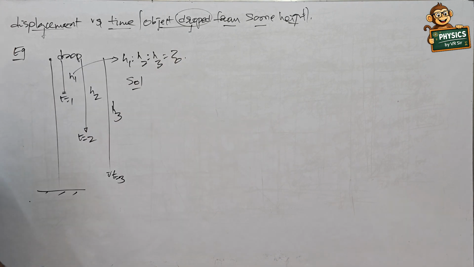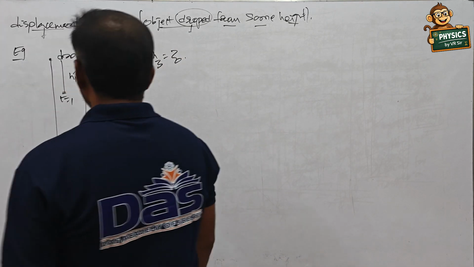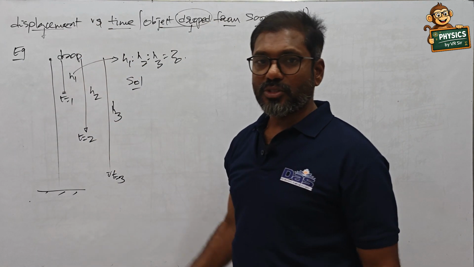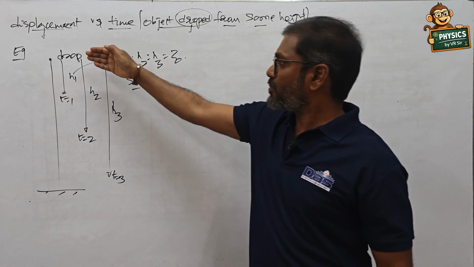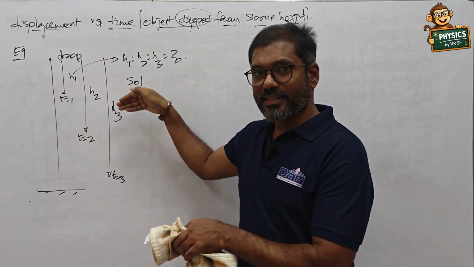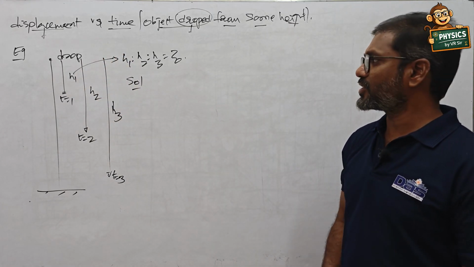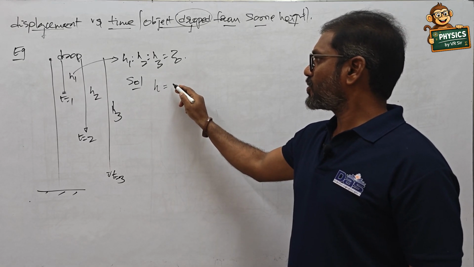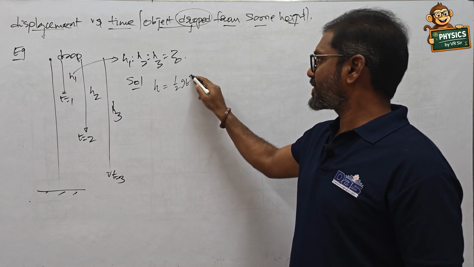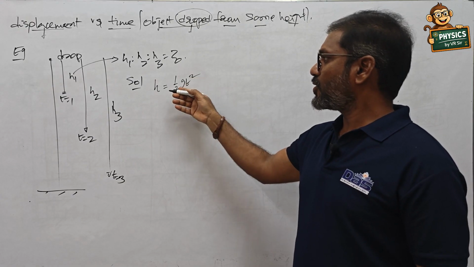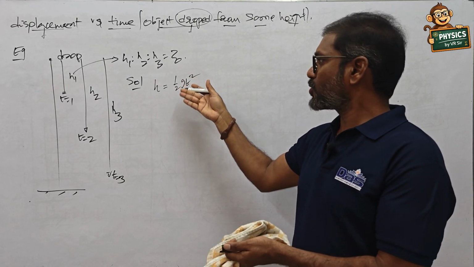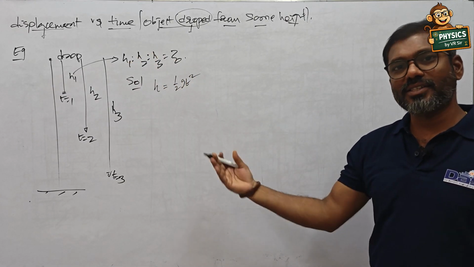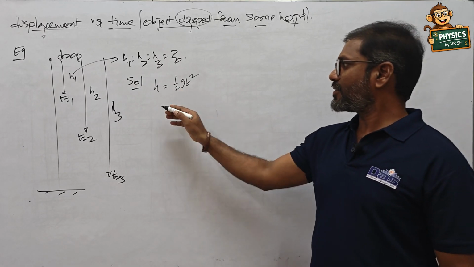This is the question. If an object is dropped from some height, what is the ratio of the depths fallen in 1 second, 2 seconds, 3 seconds and so on? We all know h is equal to half g t square, the s equals ut plus half at square formula. Initial velocity is 0 for a drop, so h is equal to half g t square.